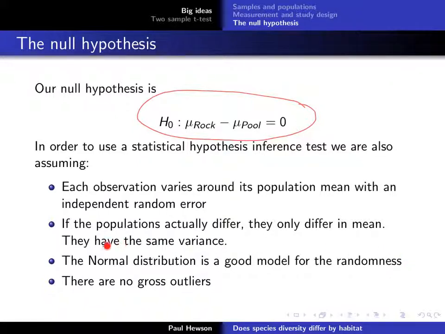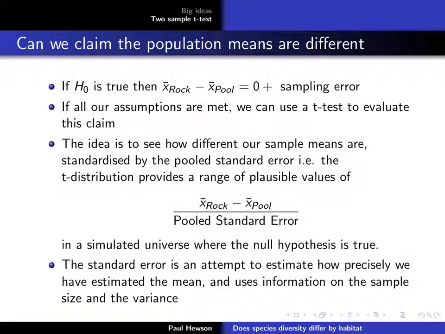We're assuming that the normal distribution is a good model, and we're assuming we didn't get unlucky and pick up a couple of gross outliers in our data. So, if our null hypothesis is true, then we would expect the difference in sample means to be 0 plus a little bit of sampling error. What we want to know is, is the difference in sample means more than the null hypothesis can explain? Is there more difference than given by sampling error?